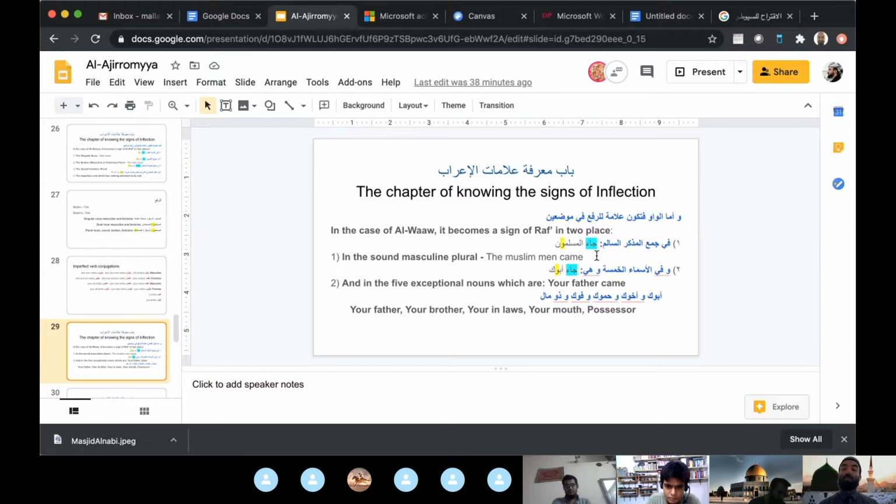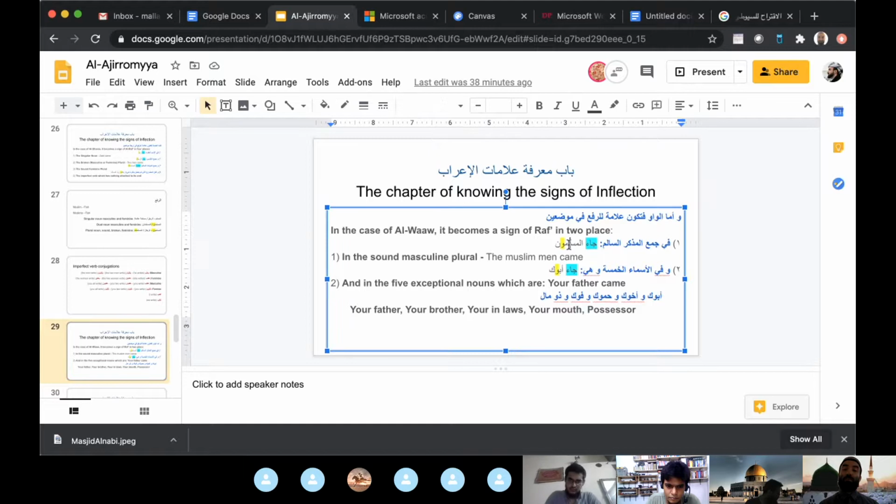The first place is في جمع المذكر السالم, in the sound masculine plural. And the example that I gave was جاء المسلمون. Al-Muslimuna here, is this plural or dual or singular? It's plural. How do you know it's plural? As it says al-Muslimun: a waw and a noon. Beautiful. Yes, so it's plural.